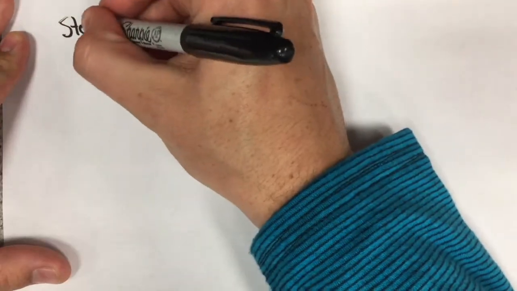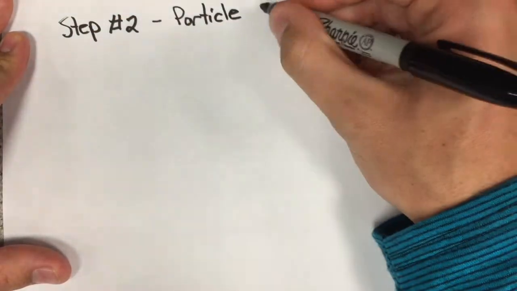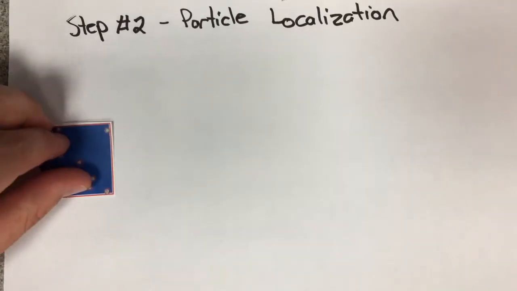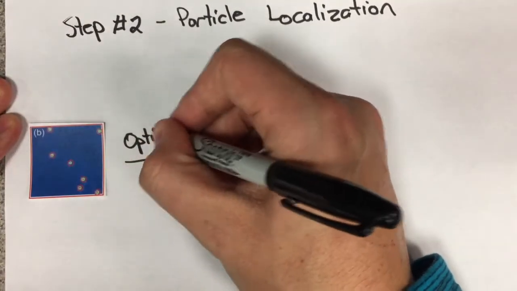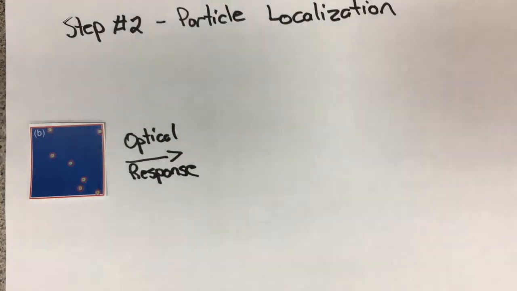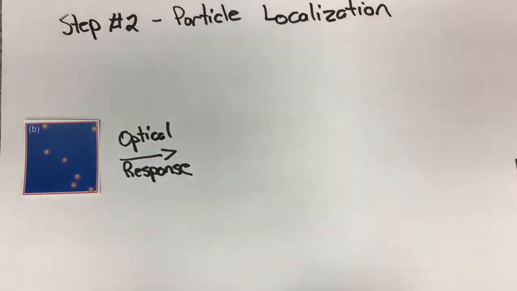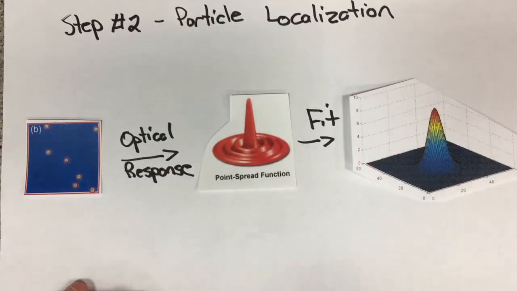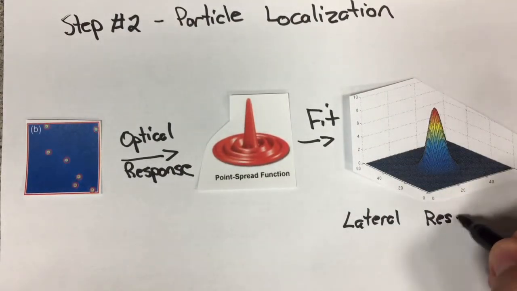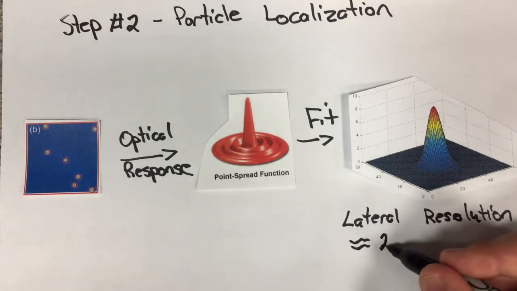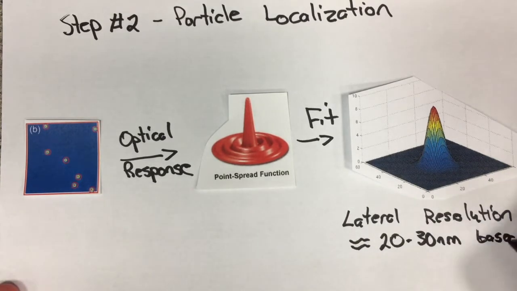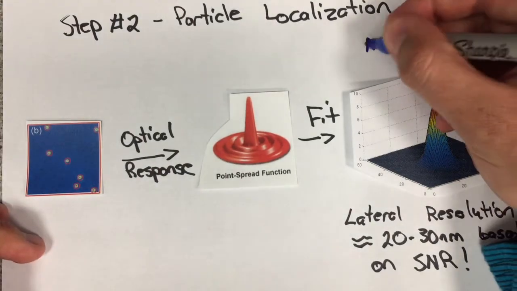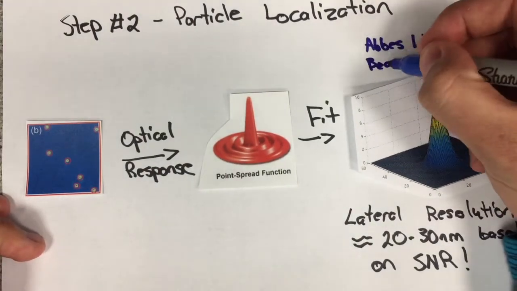In the second step of our tracking algorithm, we want to localize the particles below the diffraction limit of light. Here in this frame, we can clearly see there are 7 particles in our frame of view, and the optical response at each particle is an Airy disk. But if we look at the 3D photon distribution at that point, you get the point spread function. We can fit that point spread function to a 2D Gaussian, which gives us a lateral resolution of roughly 20 to 30 nanometers. And remember, this is dependent on the signal-to-noise ratio.